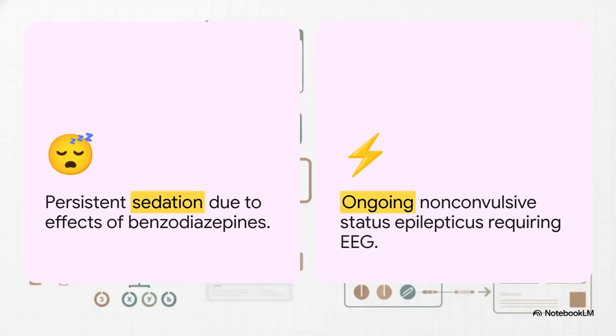What happens if the patient is still unresponsive 10 to 20 minutes after you've given treatment? You have to distinguish between two main causes. It could just be lingering sedation from the benzodiazepines you gave, or it could be active, non-convulsive status epilepticus, which is ongoing seizure activity in the brain without the physical movements. To tell the difference between these two states, an EEG is required.